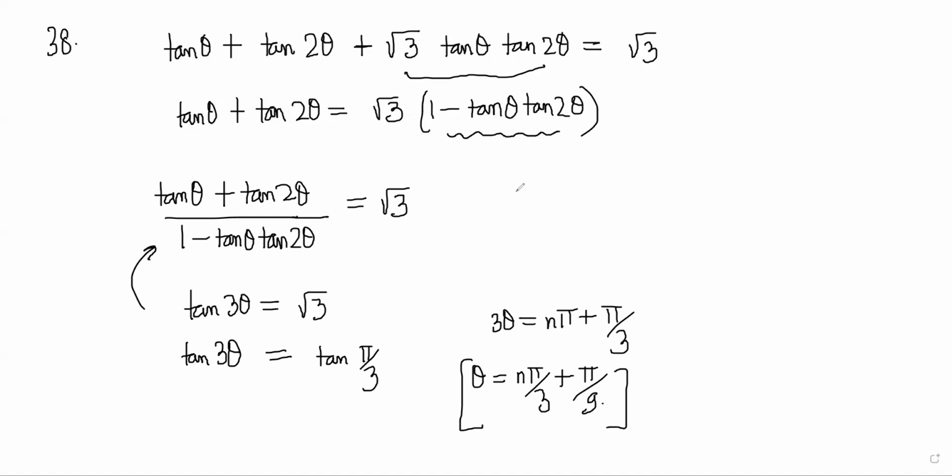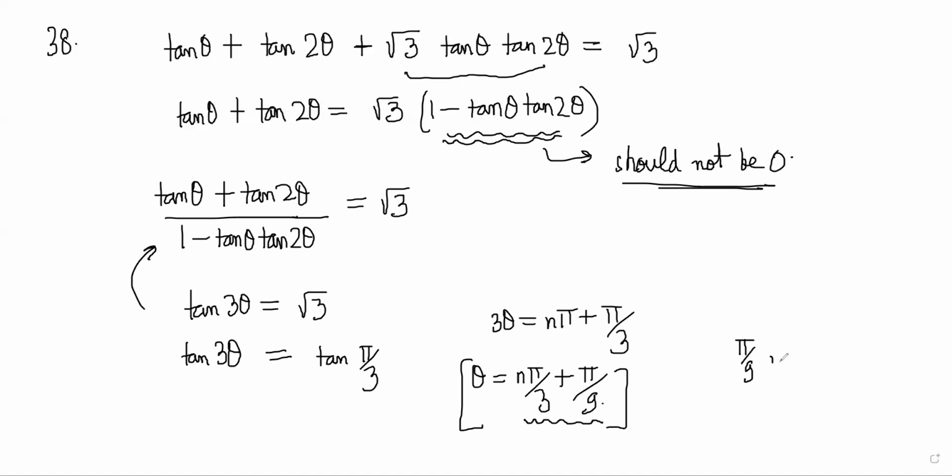And you also have to make sure that this part is not 0. Why? Because we are dividing. You are dividing, so it cannot be 0. So you need to check that tan theta into tan 2 theta should not be 1, right? Yes, sir. So if you check the answers here, if you take n is equal to 0, you're getting pi by 9.